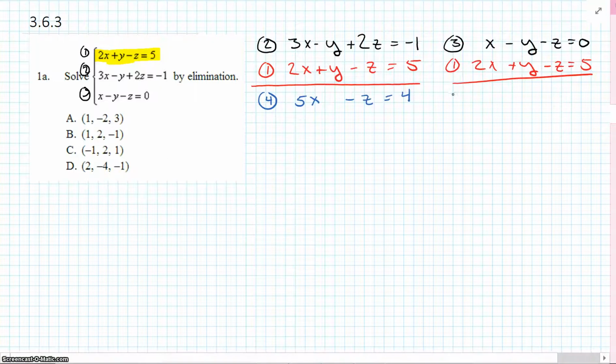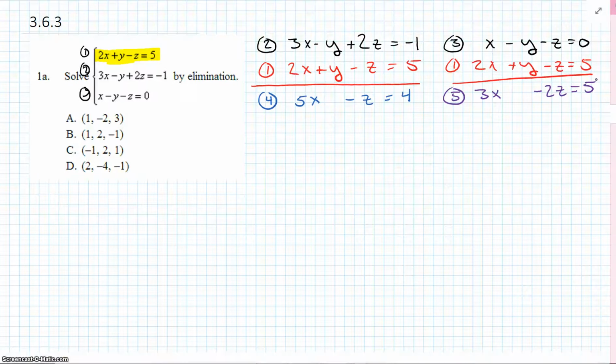Okay, doing our new equation 5 on the right, we'll add everything. x plus 2x is 3x. The y's cancel. Negative z minus z is minus 2z. 5 plus 0 is 5. So I get 3x minus 2z equals 5.